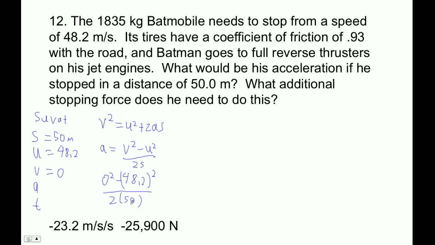48.2 squared divided by 100. Negative 23.2324. So the acceleration is negative 23.2324 meters per second squared, right? Notice that it's negative, right? It's slowing down. We're going to use that same sign convention over here when we do our F equals ma, right? So here is, and the key here is you got to draw a good Batmobile.